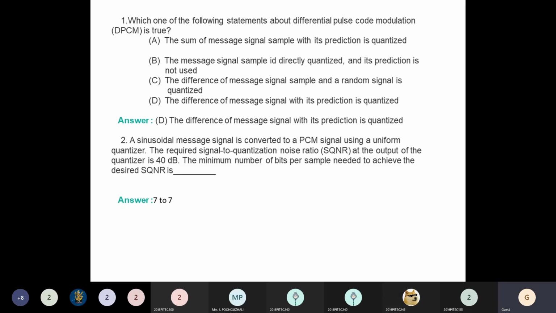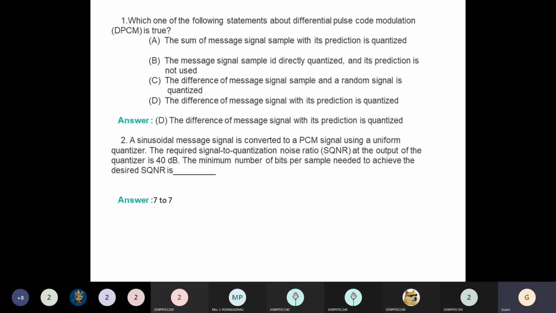The fourth one, what is that? The difference of message signal with its prediction is quantized. The fourth one will be the answer. So which one of the following statements about differential pulse code modulation is true? The difference of message signal with its prediction is quantized. Then we'll go for the next problem.